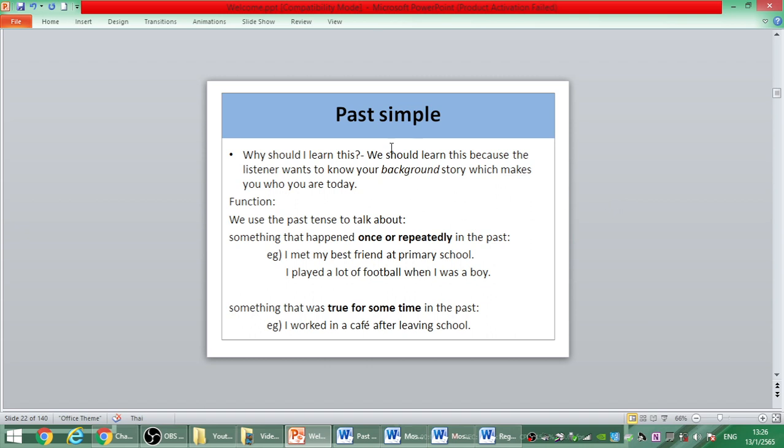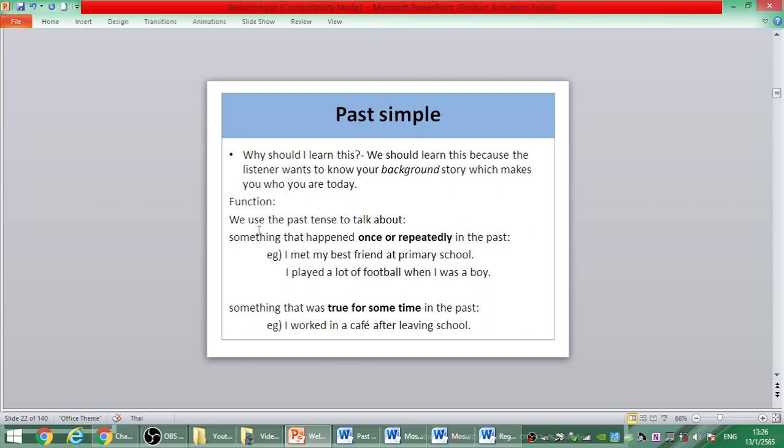The lesson we're going to do today is on the past simple. So why should we learn the past simple? We should learn this because the listener wants to know your background story, that story which makes you who you are today.